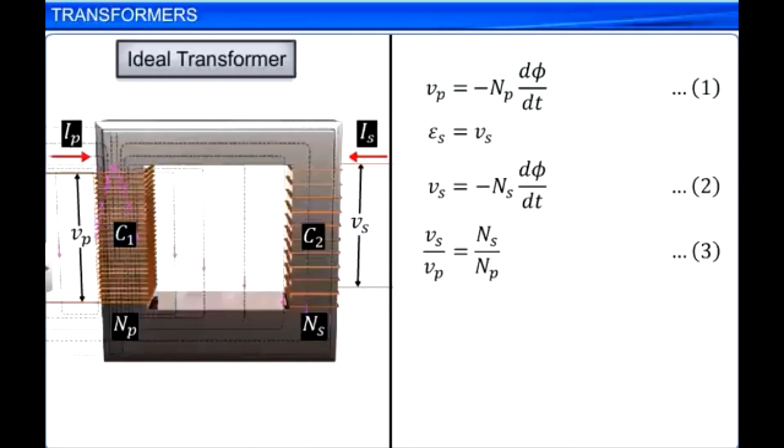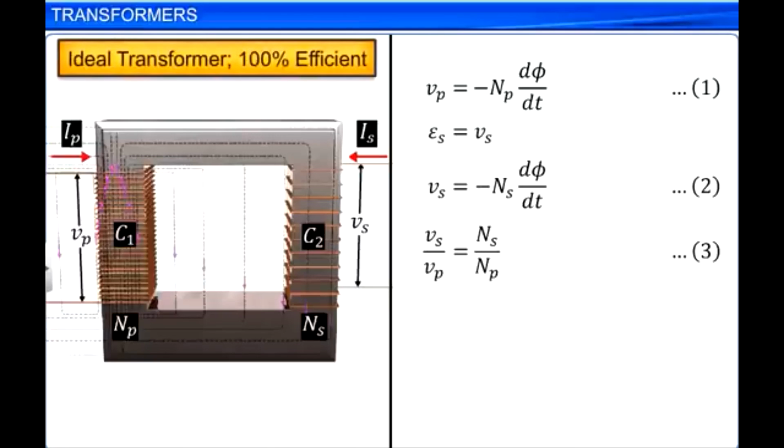Assuming the transformer to be 100% efficient, that is, there are no energy losses, then the input power is equal to the output power. This is a good approximation, since a well-designed transformer may have an efficiency of more than 95%. 100% efficiency is not practically possible because of various losses.